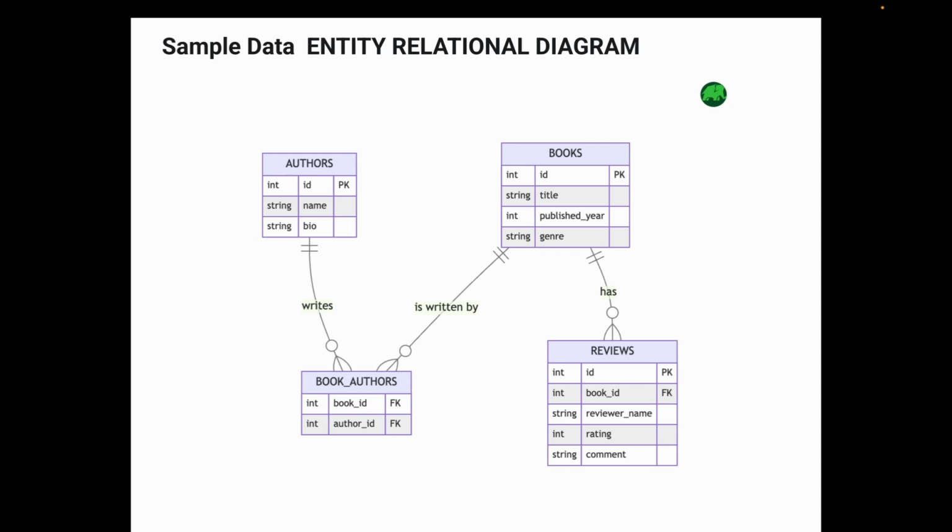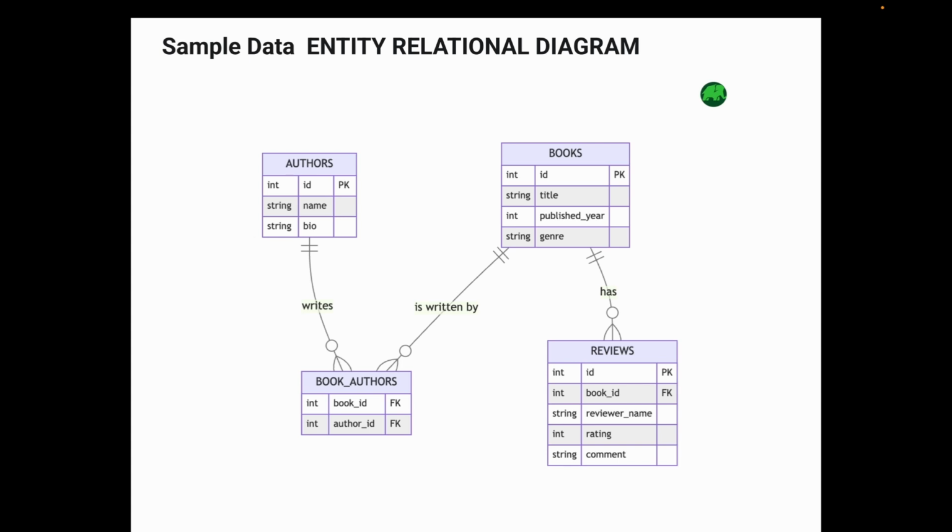Before we proceed, let us quickly understand what an ERD is. An entity relationship diagram is a way to visually represent relationships between different data entities in a database. It helps developers design efficient databases and understand how data flows.